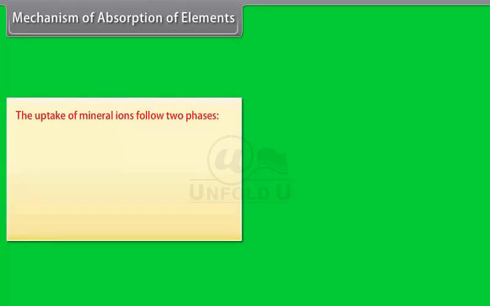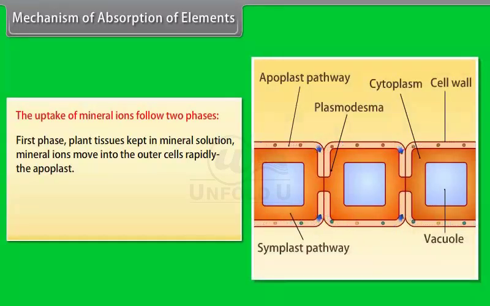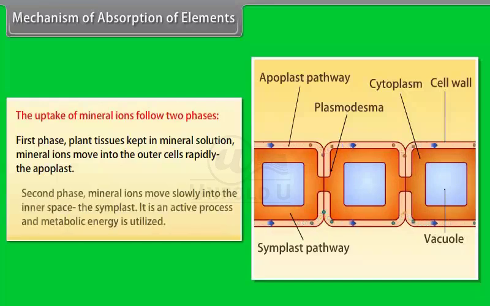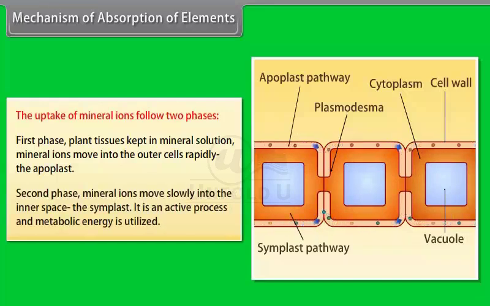The uptake of mineral ions follows two phases. First phase: plant tissues kept in mineral solution, mineral ions move into the outer cells rapidly, the apoplast. Second phase: mineral ions move slowly into the inner space, the symplast. It is an active process and metabolic energy is utilized.